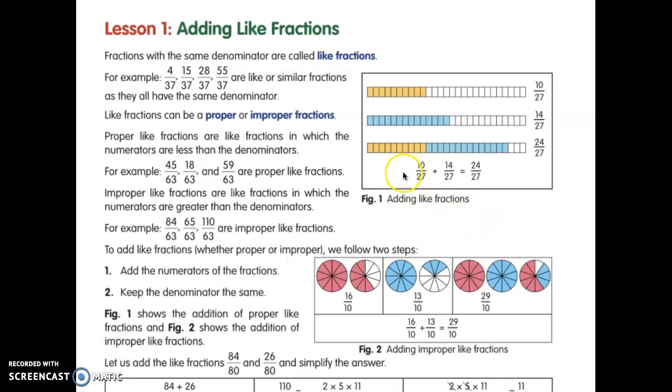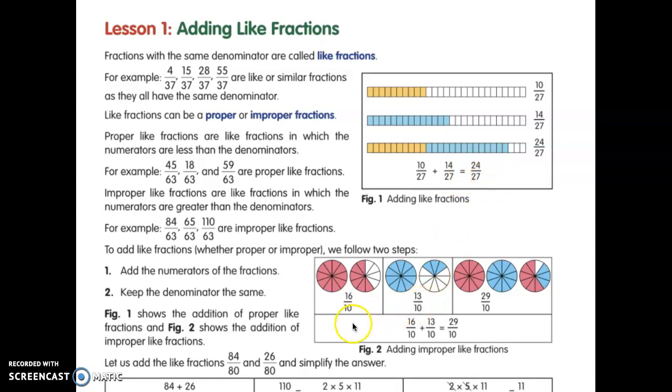As you can see in Figure 1, the rectangle here is divided into 27 parts. The other figure is also divided into 27. So if we add 10 over 27 plus 14 over 27, you will get 24 over 27.